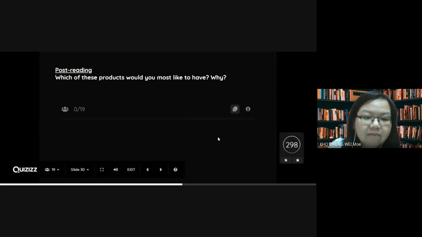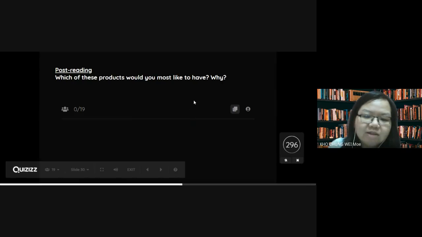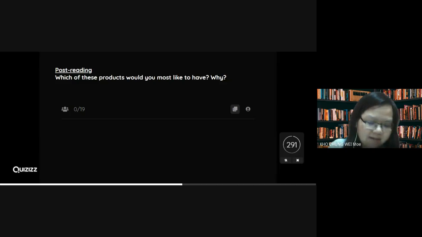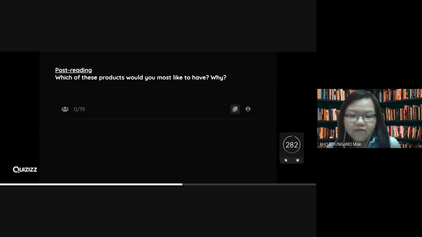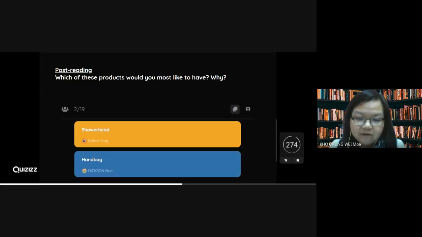Which of the three products would you most like to have and why? Is it the eco-friendly shower head, the mobile phone that can be turned into a sunflower, or the trendy handbags made from old car number plates? So which of these products would you like to have and why? Please put in your response in quizzes. The shower head. You did not give us any reason, Dixon and Felicia. So what are your reasons? The important thing is the reasoning.